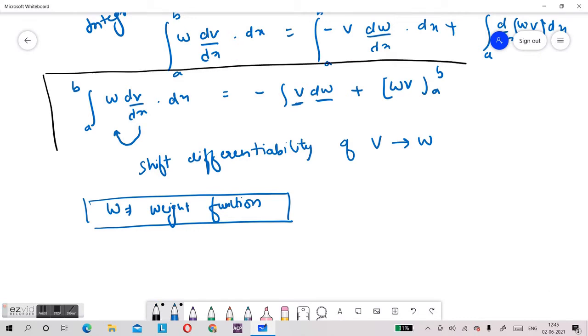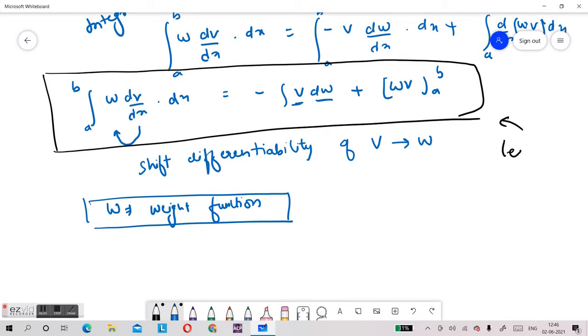You have to learn it because it will apply when you solve problems. What we are doing is just shifting the differentiability to the weight function, so the function v becomes alone, with both functions evaluated at the boundaries, where this is the lower limit and this is the upper limit of integration. Now let's take a problem.